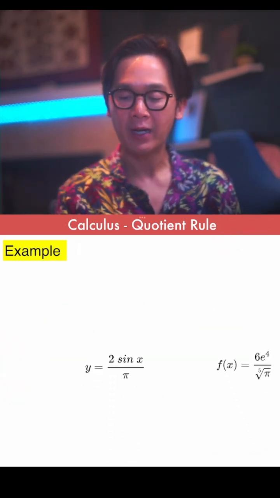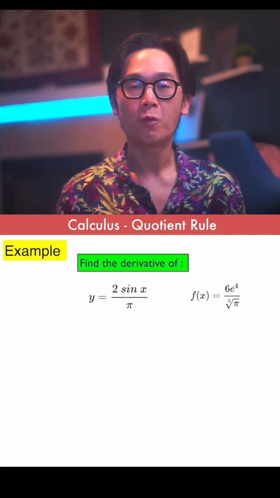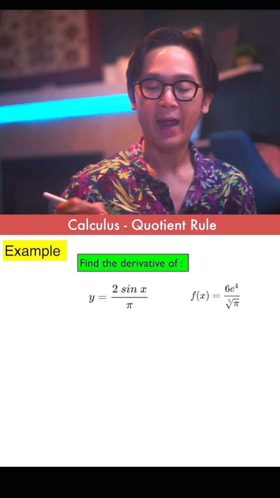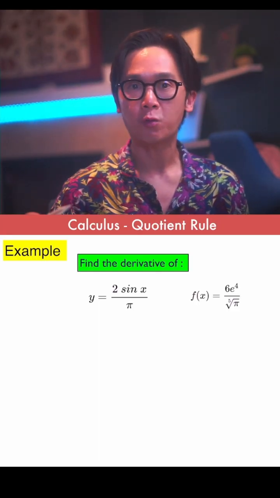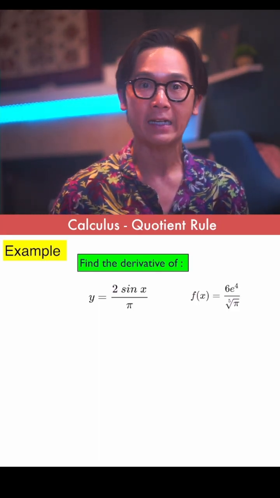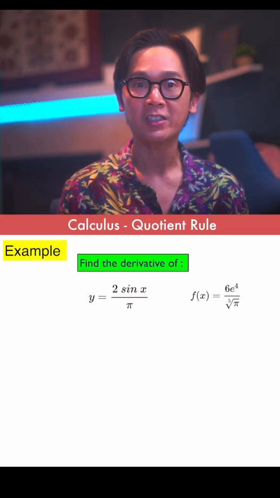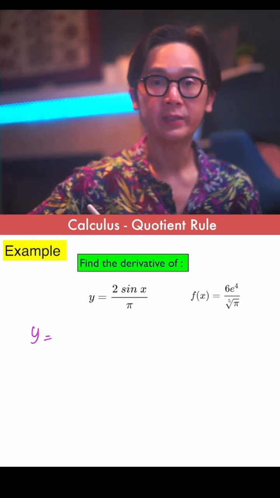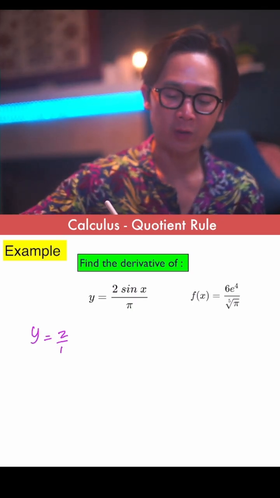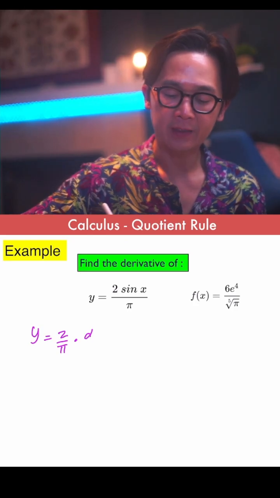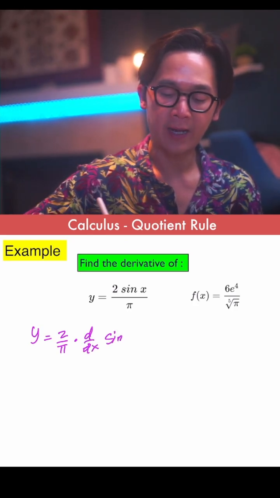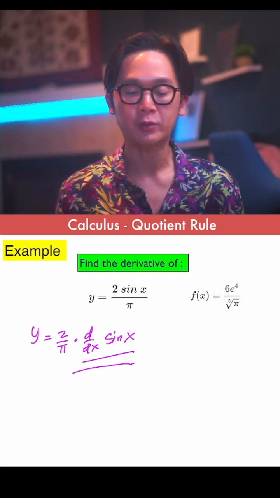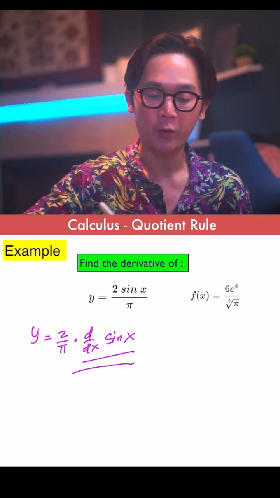Now for this example right here, we have two functions wherein the quotient rule can be optional. And the reason why it's optional is because even though you use the quotient rule for these two functions, you will still get the right answer. But to get the right answer a little less confusingly, using algebra, we'll simplify this function into 2 all over pi times the derivative of sine x with respect to x. So from here, all you have to do is take the derivative of sine x, multiply it by 2 over pi, which is our constant, and that will be your y prime.